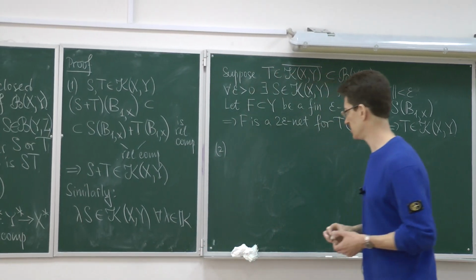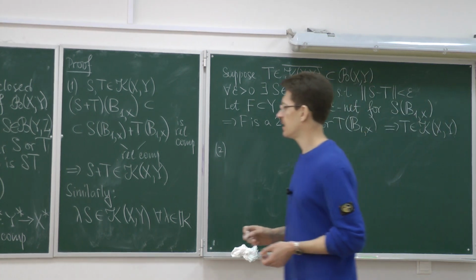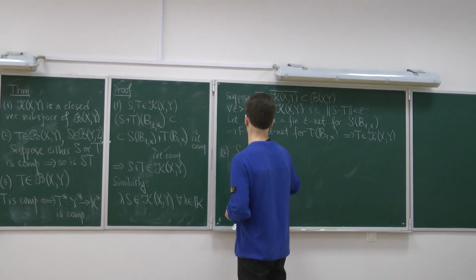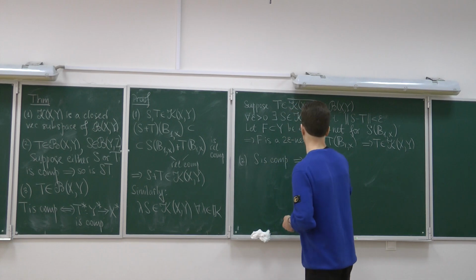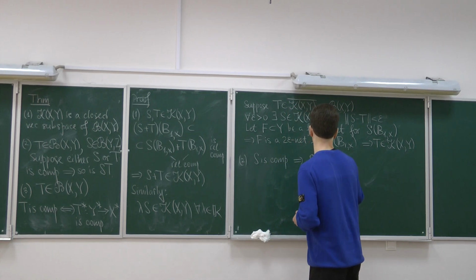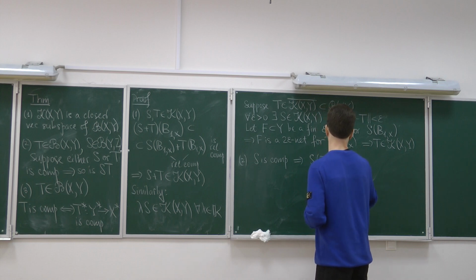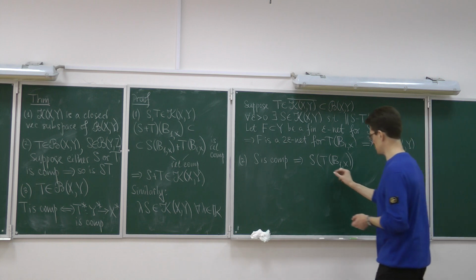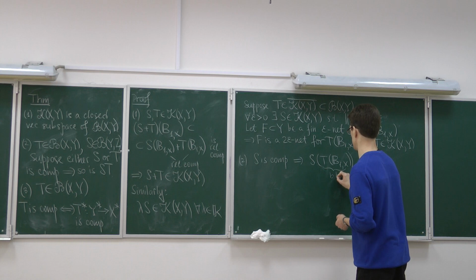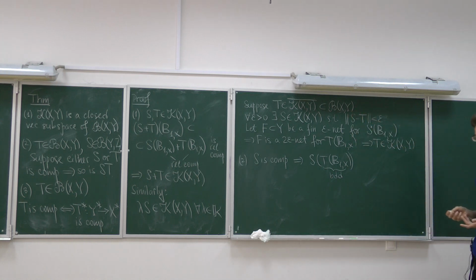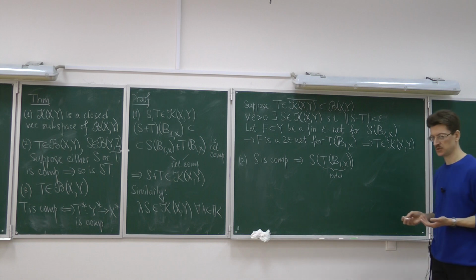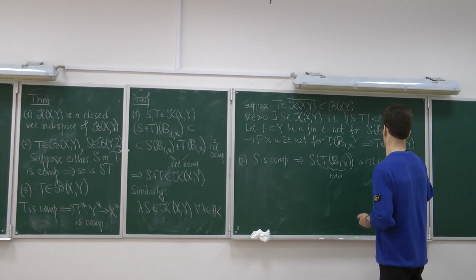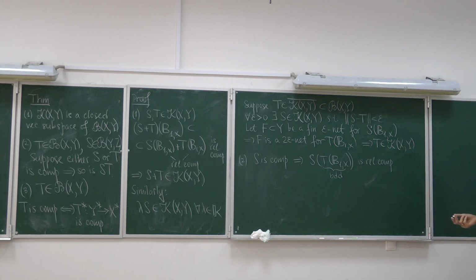Let's now look at the second part. So suppose, for example, that S is compact. Let's look at the image of the unit ball under the composition S of T of B. Well, T is bounded, so it takes the unit ball to a bounded set. And since S is compact, it takes each bounded set to a relatively compact set. And this means precisely that ST is compact.